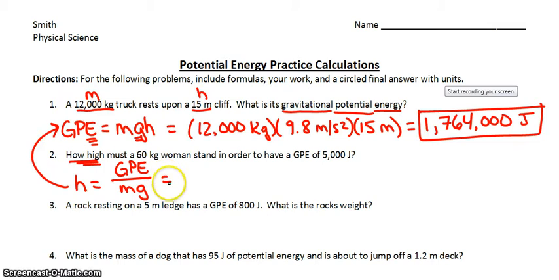So let's fill in our numbers. What is our GPE? Right here, 5,000 joules. We want to divide that by our mass times our gravity. Here's our mass, 60 kilograms.